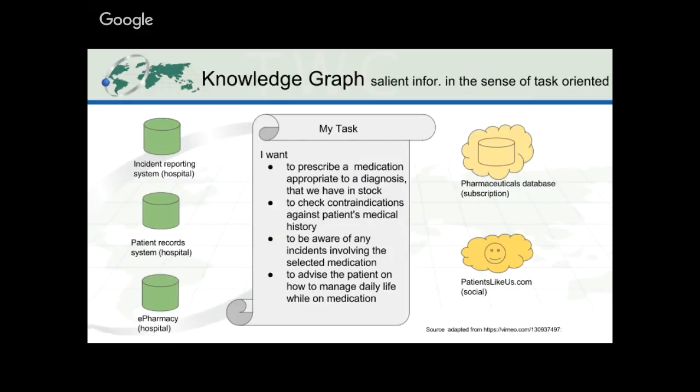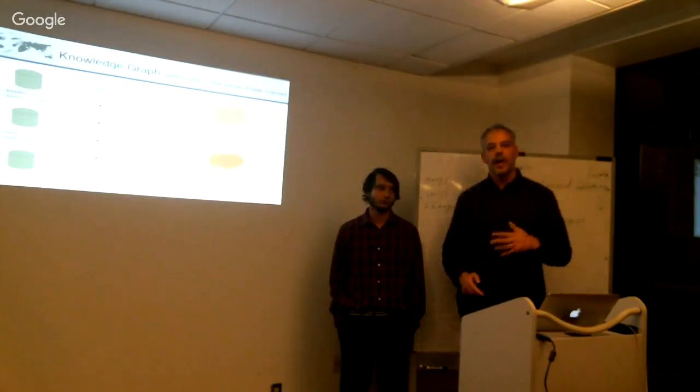We could come back to this idea of salient information that comes from the presentation of Patrick Lamb. For example, this slide is an illustration of what I've been talking about. Let's say I'm a physician and I want to prescribe a medication appropriate to a diagnosis that we have in stock in the hospital, and to check contraindications against the patient's medical history, to be aware of any incidents involving the selected medication, and to advise the patient. I also want to advise the patient on how to manage daily life while on this medication. If I'm doing that, I benefit from retrieval based on many different sources, all this content that will help me accomplish this.